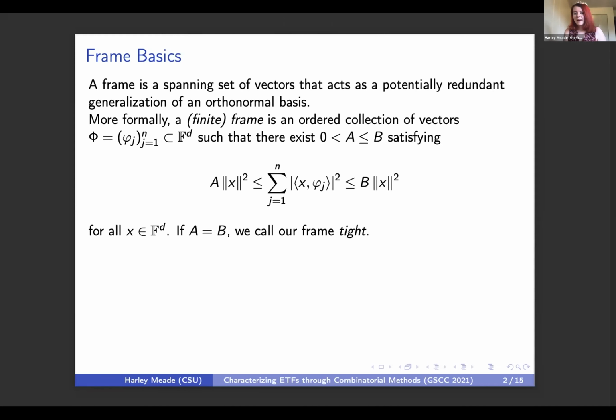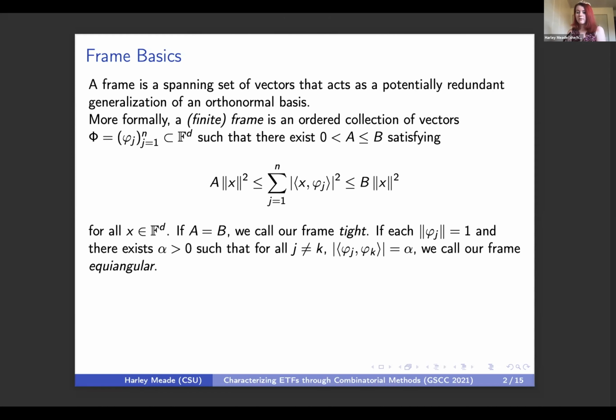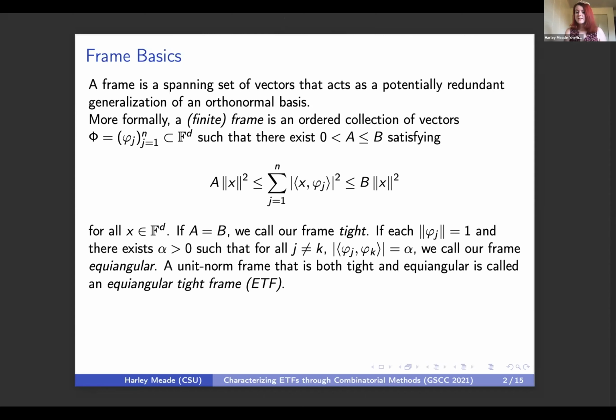So if these bounds are equal, our frame is tight. And if all of the vectors are unit norm and there is some positive alpha such that for all distinct pairs, the absolute value of the inner product is equal to alpha, we call the frame equiangular. The reason we want this absolute value is because we're not necessarily thinking of just the vector, but the line it spans, and then looking at the non-obtuse angle between them. So a unit norm frame that's both tight and equiangular, creatively named equiangular type frames, or ETFs, and that's what I work with.